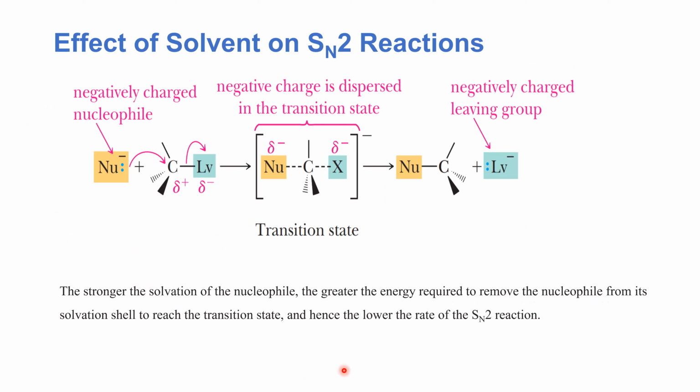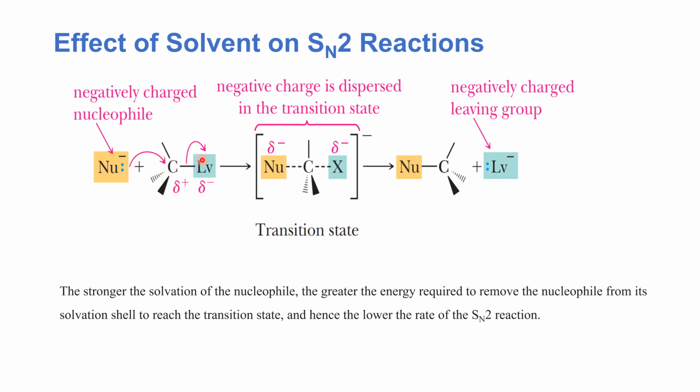The effect of solvent on the Sn2 reaction is somehow the reverse of the Sn1. Why? Because in Sn1, we have the stable carbocation formation, and we need some facilitation to form that carbocation and retain it easily. But in Sn2, there is a leaving group and there is a nucleophile, and both things are happening at the same time.